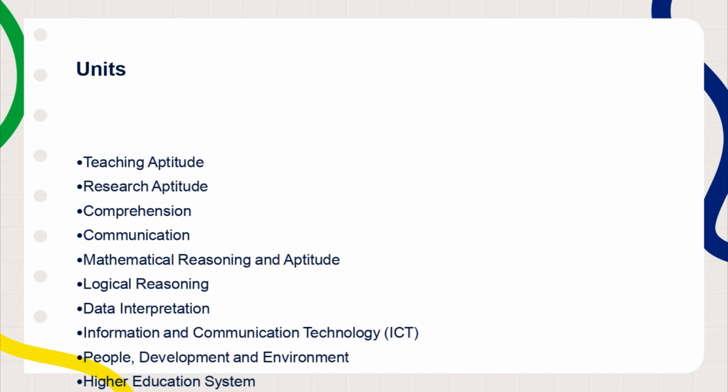The 10 different units are teaching aptitude, research aptitude, comprehension, communication, mathematical reasoning and aptitude, logical reasoning, data interpretation, information and communication technology, people development and environment, and last but not the least, higher education system. Now let's discuss each unit in brief.